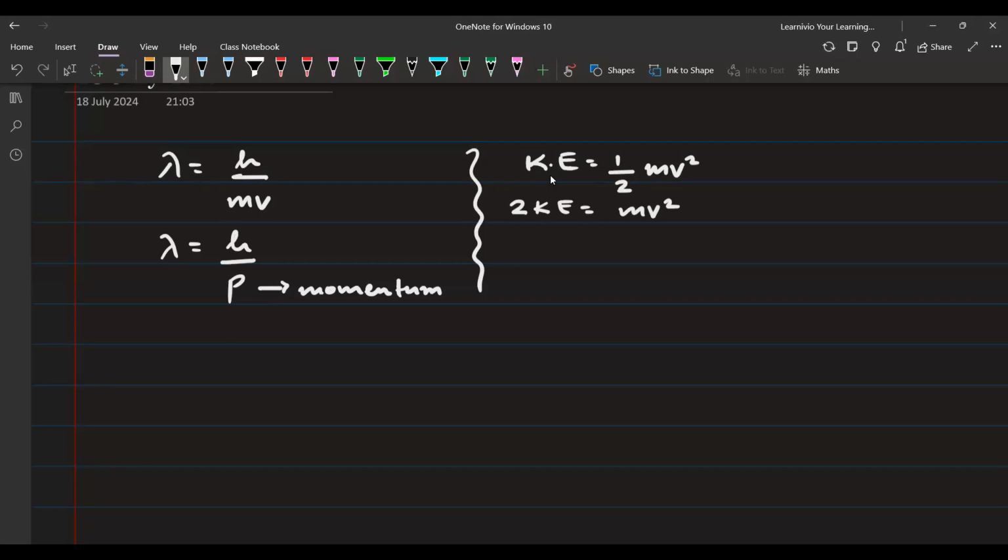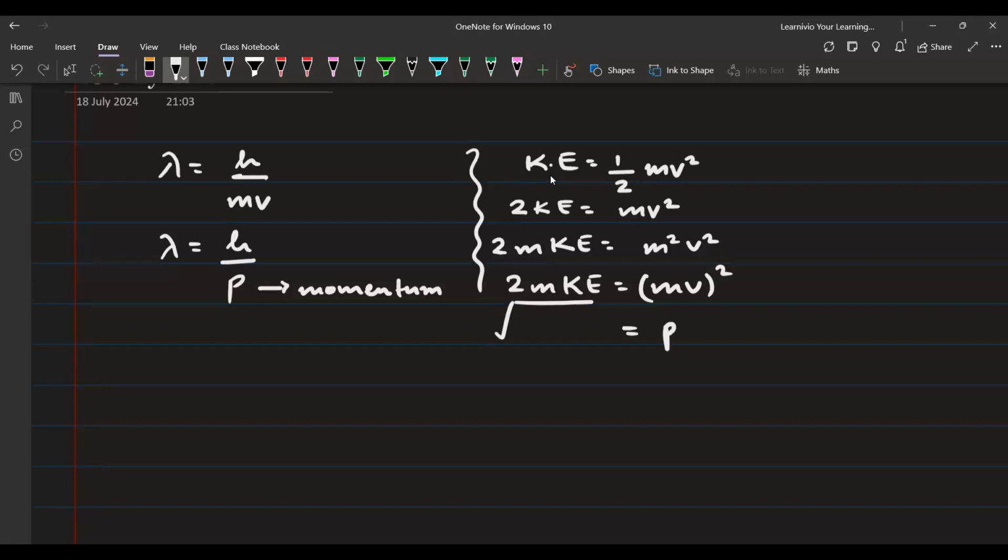Now I will multiply m on both sides. I will get 2m kinetic energy is equal to m square v square. Now you can write this as 2m kinetic energy is equal to mv whole square. Now we know that mv is nothing but momentum, and if I put this on that side, I will get root 2m kinetic energy. So lambda we can also write as h upon root 2m kinetic energy.